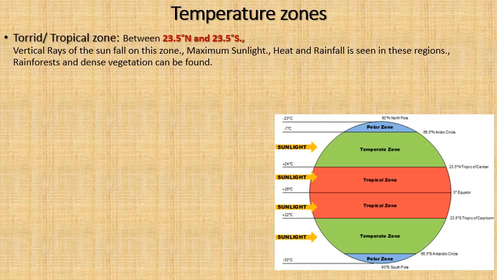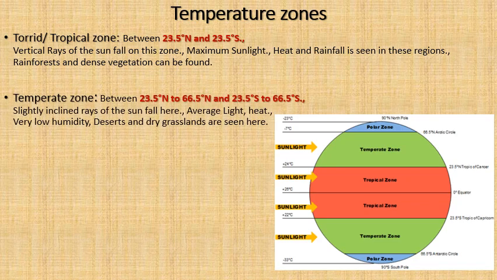So we can divide the earth into three zones: tropical or torrid zone from 0 degree latitude or equator to 23 degree north and south. There you get vertical rays of the sun, you have maximum sunlight, heat and rainfall in these regions is very high, so you will have dense rainforest or a high amount of vegetation. Temperate zone, which lies between 23.5 degree north to 66.5 degree north and 23.5 degree south to 66.5 degree south, because it is not exactly in line with the sun, slightly inclined rays fall here.